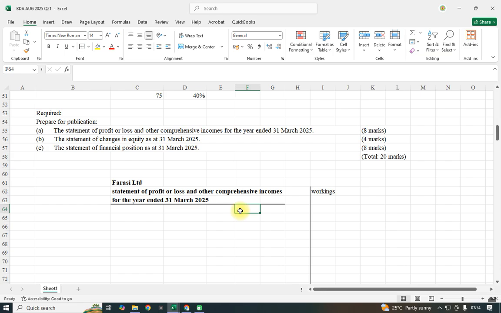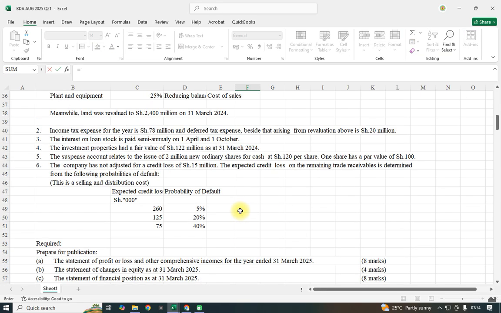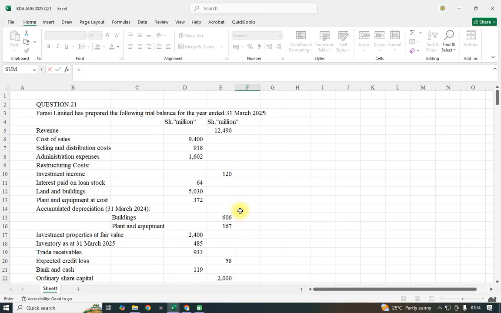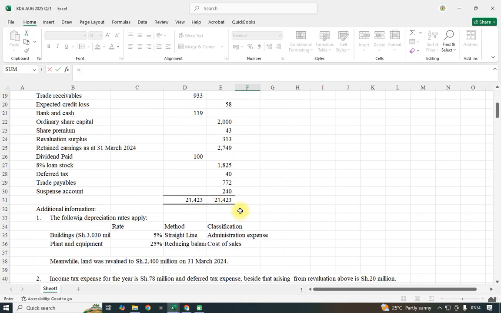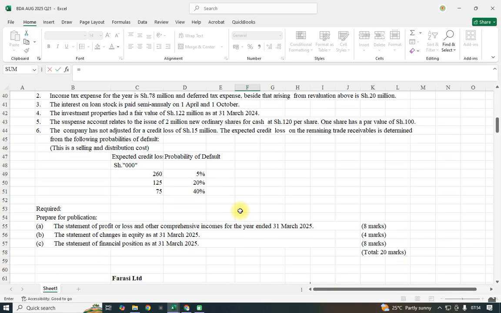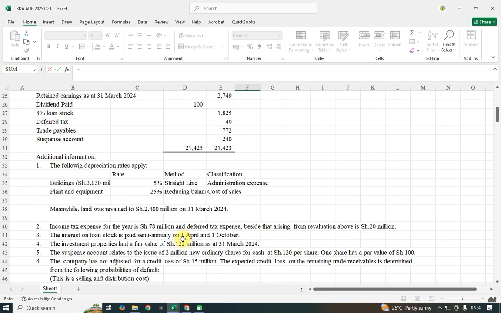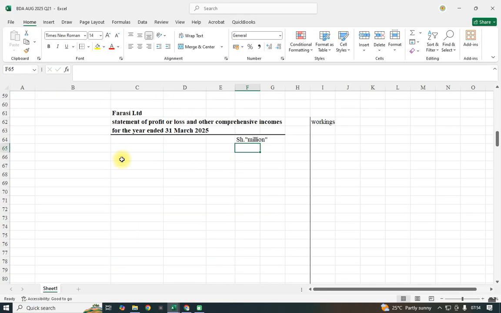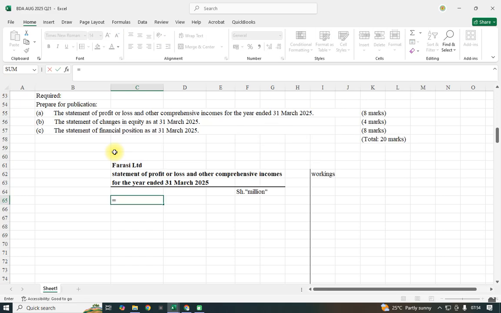These are in million. They are in million or in thousand? They are in million. Our values are in million, but you'll find that the expected credit loss is in thousand. They have written shillings in thousand there, but all the others are in million. So I start with the revenue.